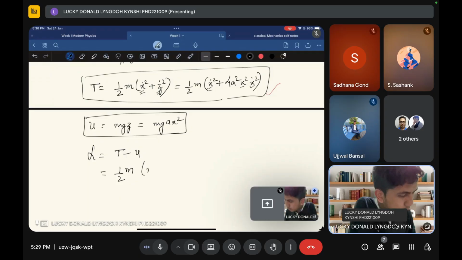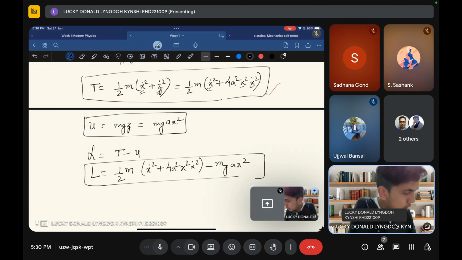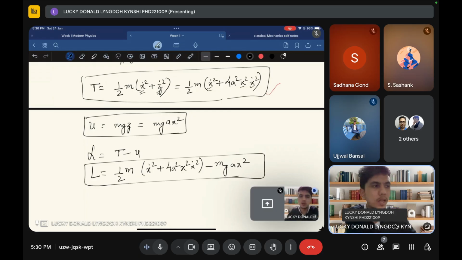half of m, we get x dot square plus 4a square x square x dot square minus m g a x square. This is your Lagrangian. Okay, so if you want to solve the Lagrangian, what you need to solve is T minus U, which is the kinetic energy minus the potential energy. That I have already given you the formula just at the beginning of this class. How do we get the Lagrangian? It is simply kinetic energy T minus your potential energy.